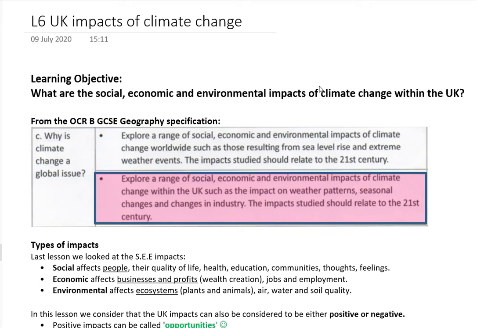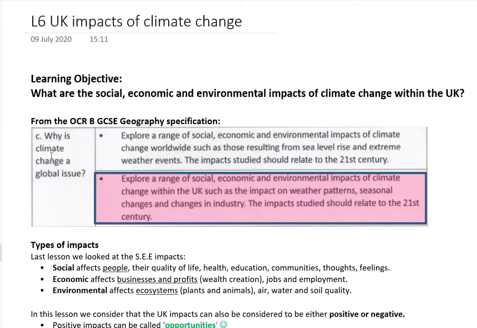This is the final lesson of the climate change topic. So I've just recorded a short video to help you get your head around the lesson. So the actual lesson, we have to look at the social, the economic, the environmental impacts of climate change within the UK.